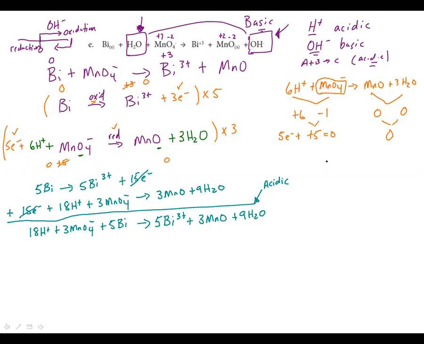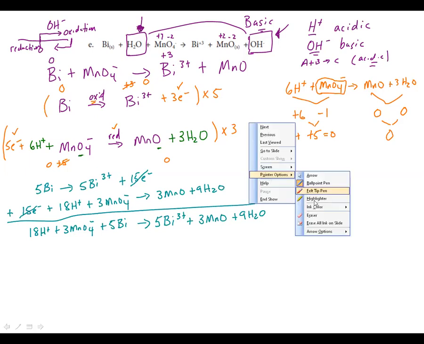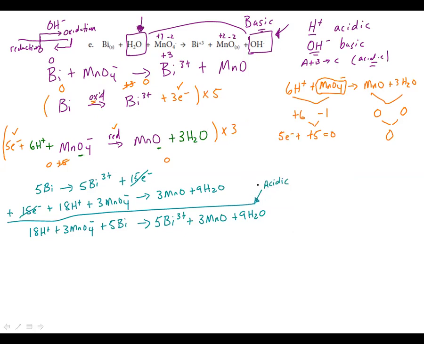So again, if you were asked to balance it in acidic conditions, you would put a box around it and be done. But because here we're looking for basic conditions, we have to do those last couple of steps. Now that we have it balanced in acidic conditions, we need to look at that equation and find our H pluses, which in this case is 18, and we will add 18 OH minuses, not just to one side, but to both sides.